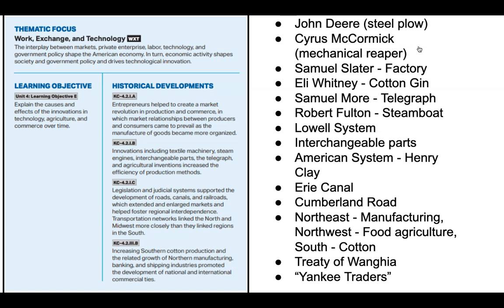All right, Cyrus McCormick developing the mechanical reaper. Samuel Slater and Lowell creating the factory system. Eli Whitney creating the cotton gin and developing interchangeable parts. Robert Fulton developing the steamboat and the commercial viability of the steamboat. All of these individuals will come together to create an American industrial system centered on textiles early on and cotton production in the South.